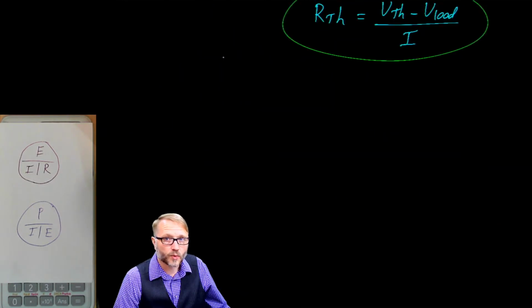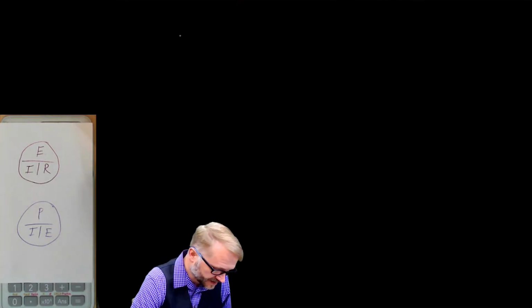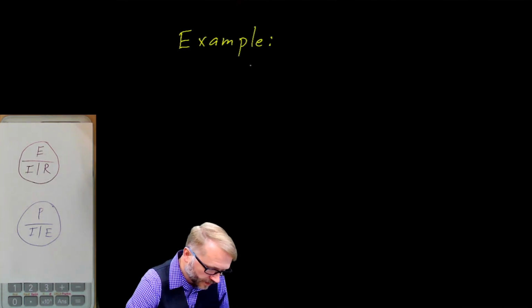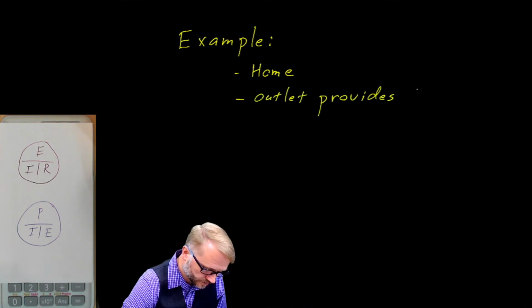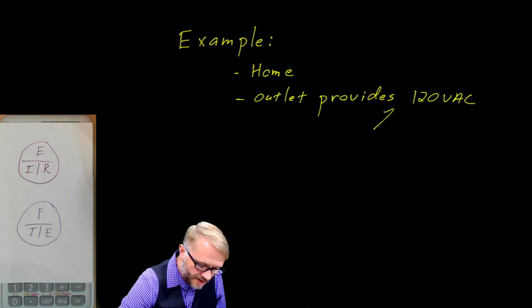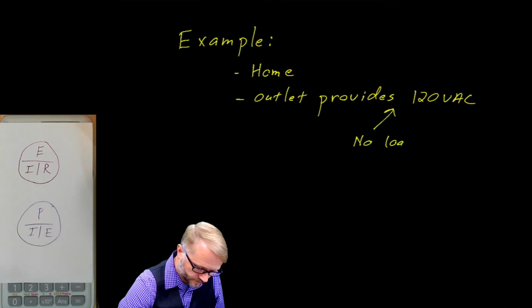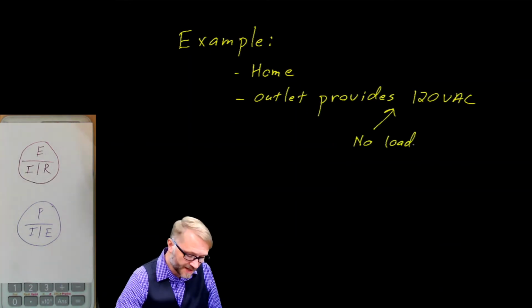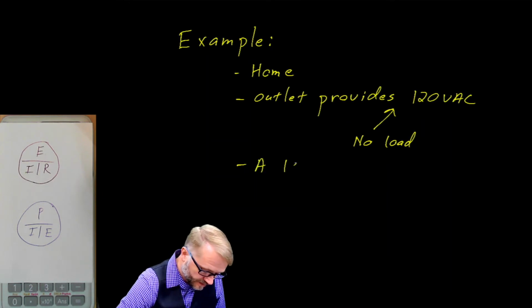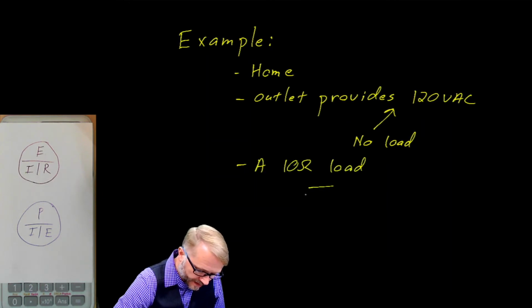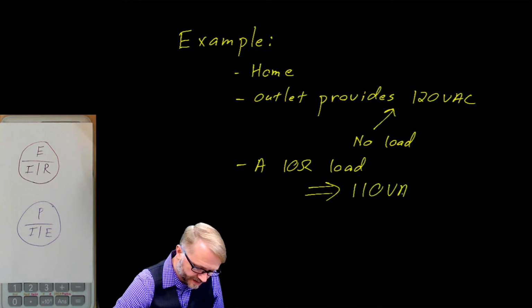Let's go ahead and work an example, see if we can make some sense of this. We'll assume this is in your home. You have a power outlet that provides 120 volts, and that is the no load voltage. If you were to put a 10 ohm load on that same outlet, the voltage drops to 110 volts. So 10 ohm load yields 110 volts AC.